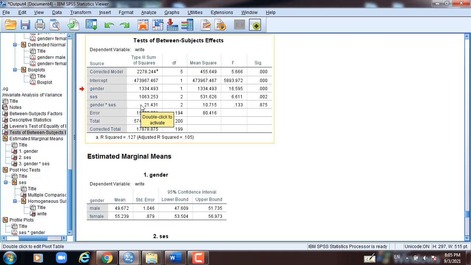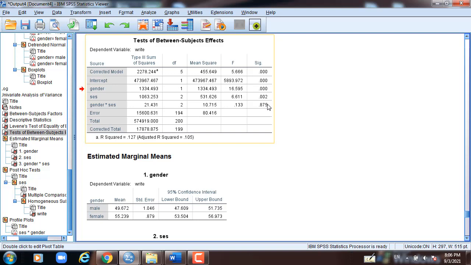We must first look at the gender and SES interaction, as this is the most important result. We can see from the significance column that it is statistically not significant, 87.5%, which is greater than 5%, meaning that we cannot reject the null hypothesis; rather, we accept the null hypothesis.